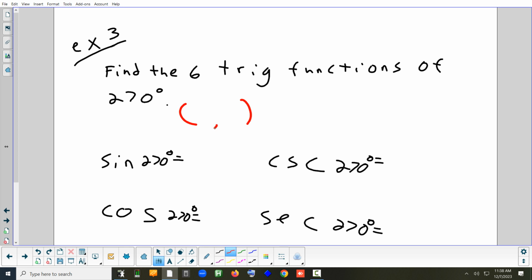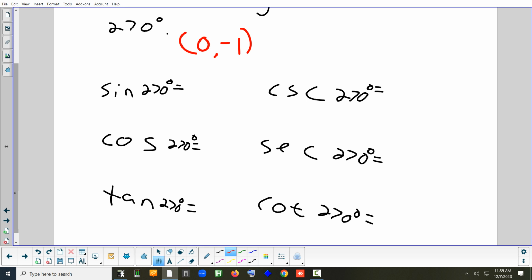Think about the circle. Where's 270 on the circle? Try to visualize it. Would it be negative? So it's 0, negative 1. Now we can go through all our functions. What's the sine of 270? Negative 1. What's the cosine? 0. What's the tangent? Undefined.